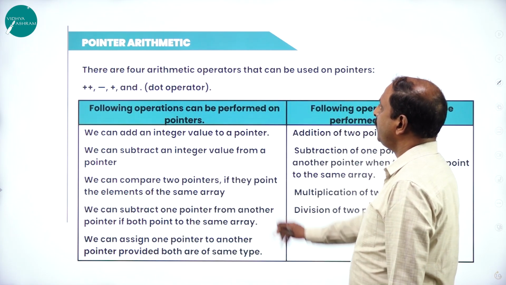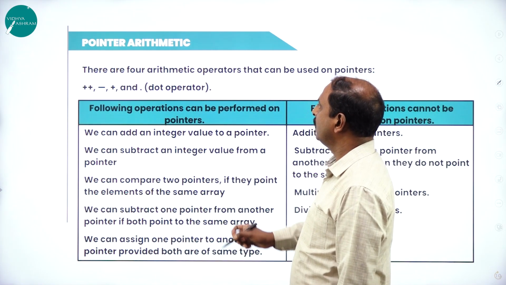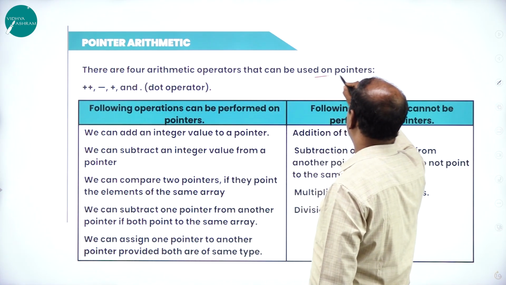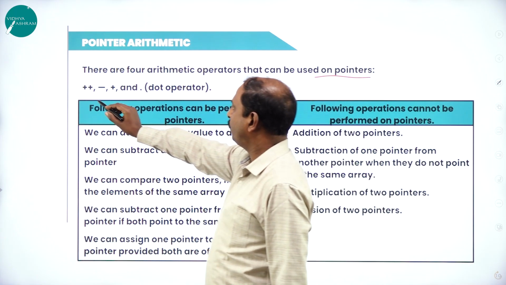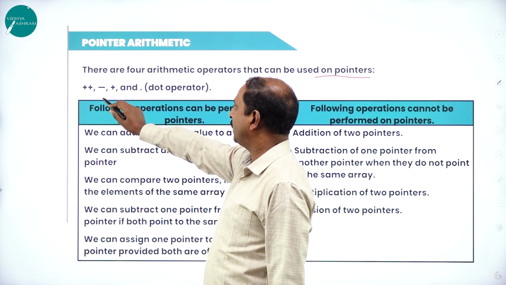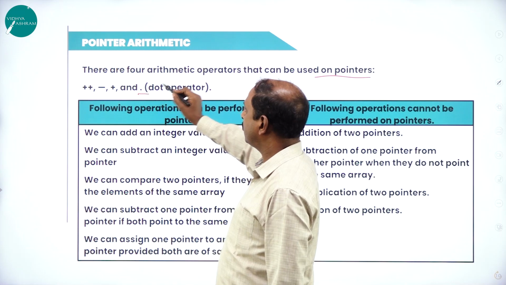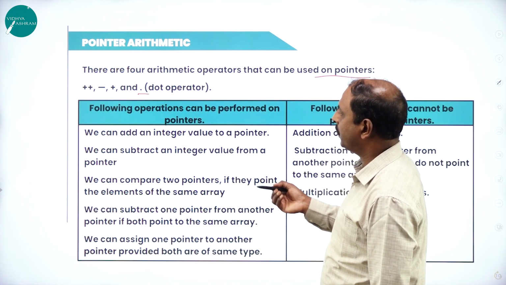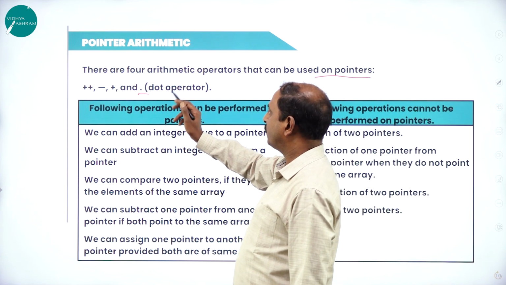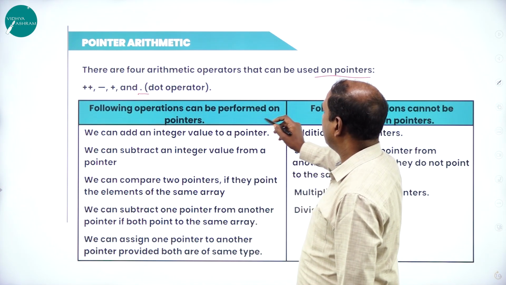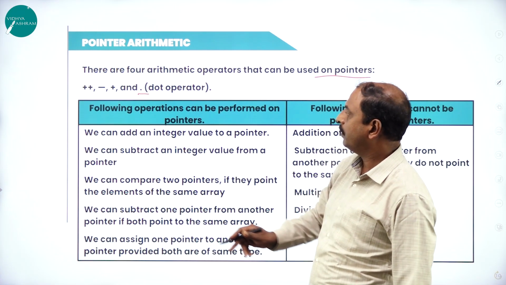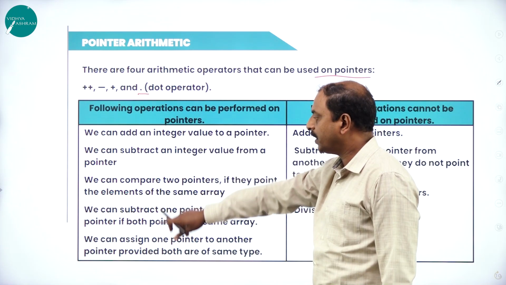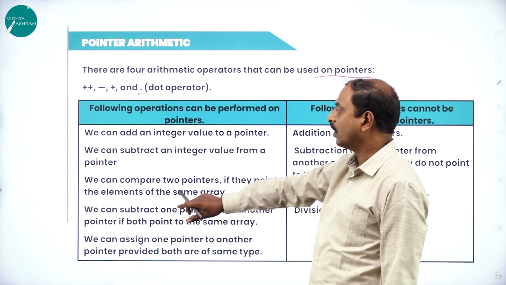Here, pointer arithmetic. There are 4 arithmetic operators that can be used in pointers. They are plus plus, the increment operator, minus minus, plus and minus. These are operators we can make use of with pointers. With the help of these, the following operations can be performed on pointers.